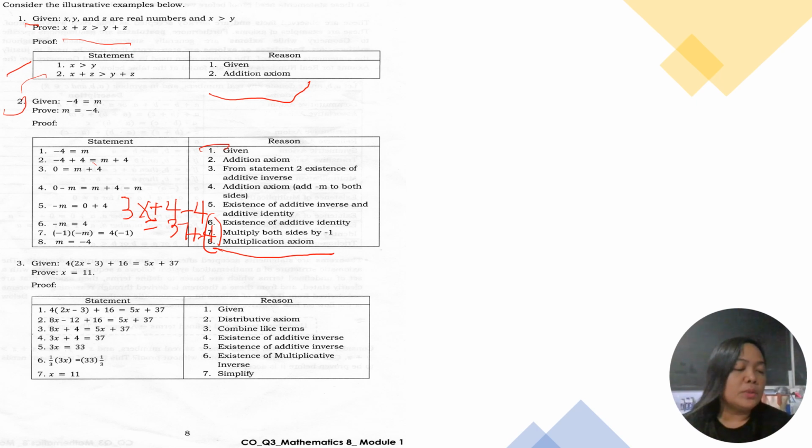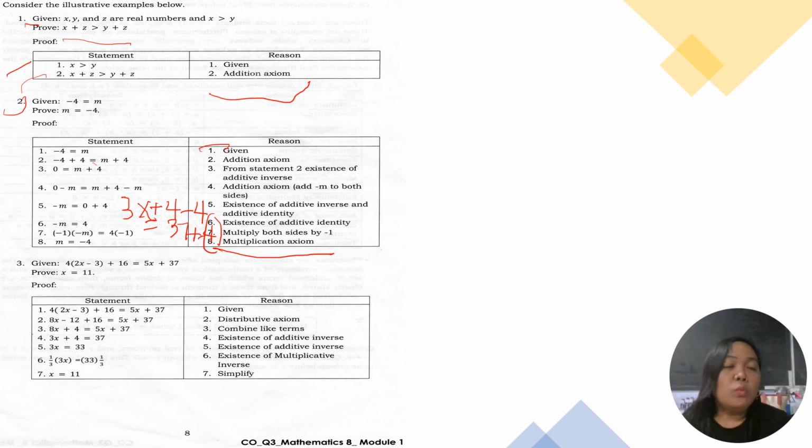For statement number 6, we need to apply multiplicative inverse so that we will eliminate 3 from our statement number 5, 3x equals 33. We will eliminate 3 so that x will be left. So what do we apply? To eliminate 3, we will multiply both sides by what? By 1/3. That's right. We will multiply 1/3 times 3x equals 33 times 1/3.